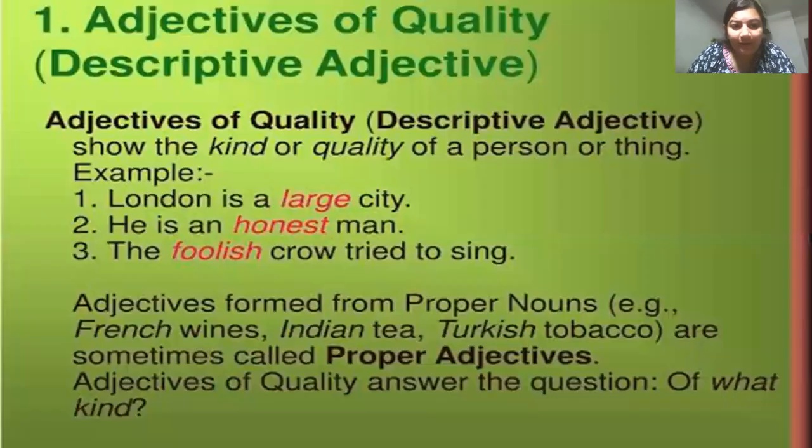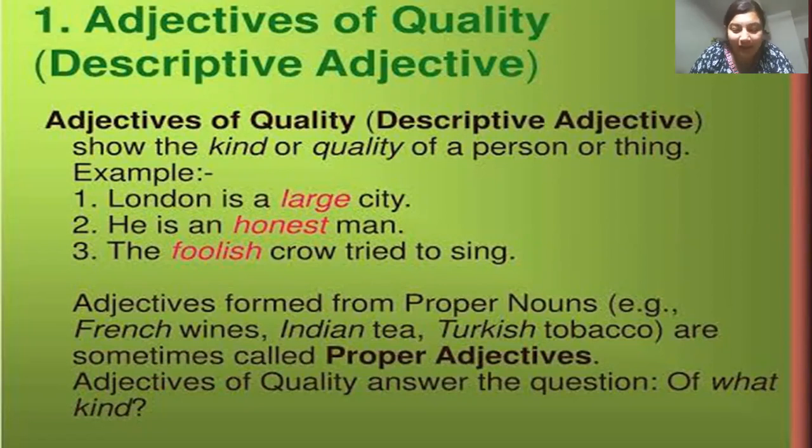Moving further, here we have some more examples like London is a large city. Here the word large is giving us more information about what kind of city London is. कि बहुत बड़ी city है. Then he is an honest man. Here adjective honest is showing us the quality of the noun man. कि भाई वो जो man है वो कौन से kind का है, वो honest kind का है. He is honest. The foolish crow tried to sing. Here foolish word is describing crow's quality कि भाई वो crow कैसी quality का है. He is foolish.